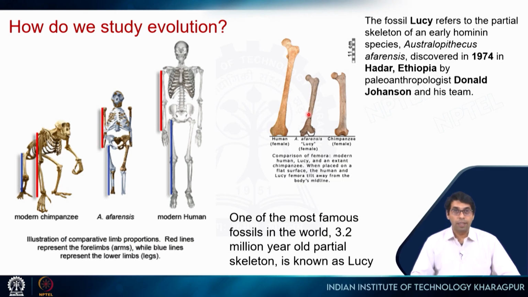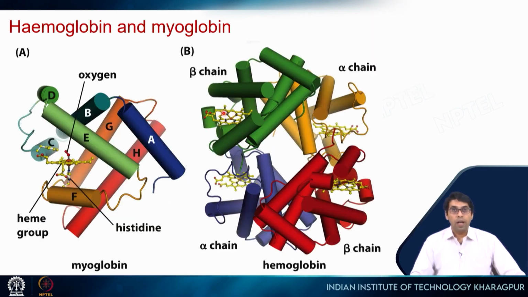So let us see how we do that. I will take up the example of hemoglobin and myoglobin. I have talked a lot about hemoglobin. Hemoglobin is the protein that carries oxygen. It has a quaternary structure, with 4 different polypeptide chains with the heme group: 2 alpha chains and 2 beta chains. The monomeric form of this protein is called myoglobin. It has only 1 polypeptide chain and 1 heme group, and it also binds oxygen.